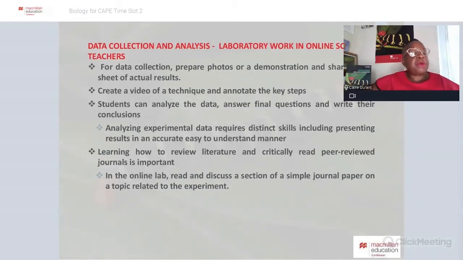And in the online lab, all the students can take a simple journal paper, a paper from Nature or Science or any of those reputable journals, and read the abstract and the introduction, and use those to determine something about how an experiment is conducted. Simple reading and just looking at information and discussing it with your colleagues or with your teacher helps you to see how scientists conduct experiments and how they come upon their conclusions.